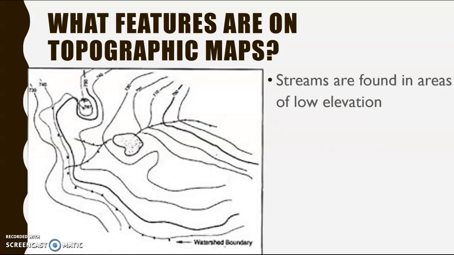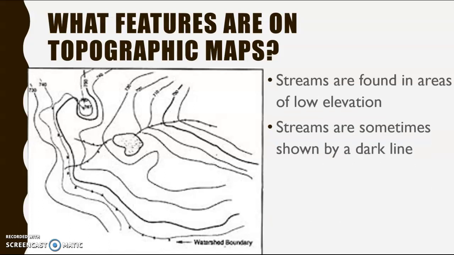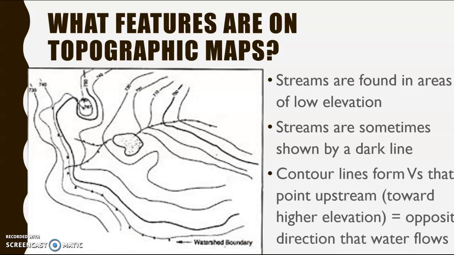Other features are streams. They usually show those using dark lines. Contour lines that form a V point upstream, like this one here, right? And water will flow in the opposite direction of that because the water is going to go from high to low.